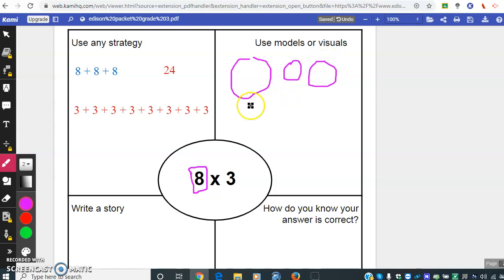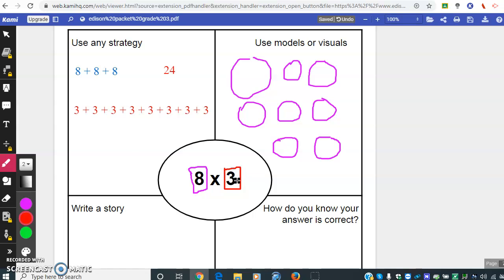3, 4, 5, 6, 7, 8. This just goes to prove it doesn't have to be pretty. It just has to work for you. And the second number tells me that I have 3 in each group. So what I'm going to do is in each circle that I've made, I'm going to put 3 dots. 1, 2, 3.